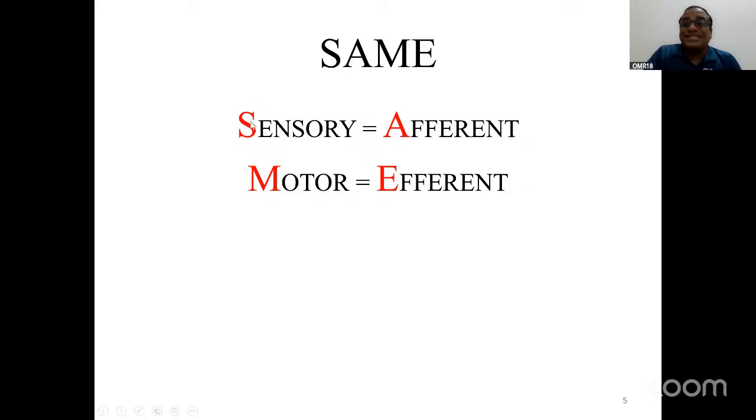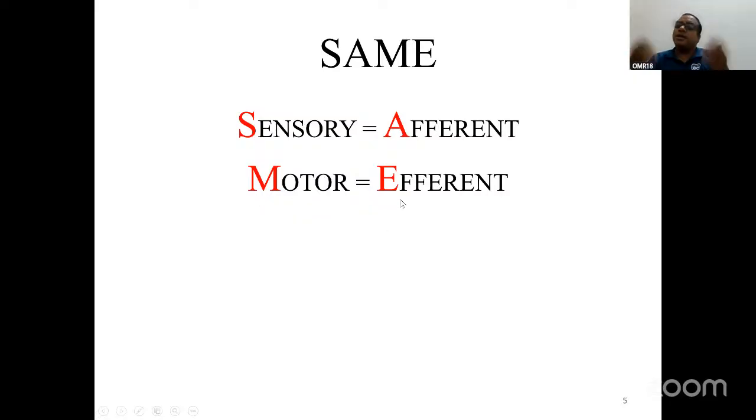Sensory nerves are also called afferent, and motor nerves are also called efferent. This is the other name. See, we all have nicknames, right? Everyone will have some nickname. In the same way, when I say sensory nerve, that means I am saying afferent nerve. And when I say motor nerve, the other way of calling it is efferent. So sensory are also called afferent, and motor is also called efferent.